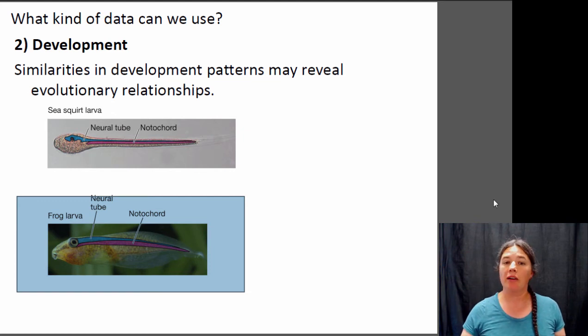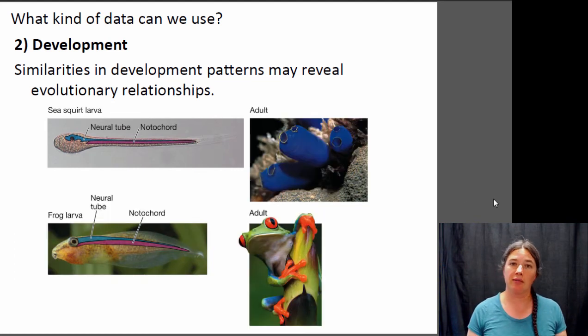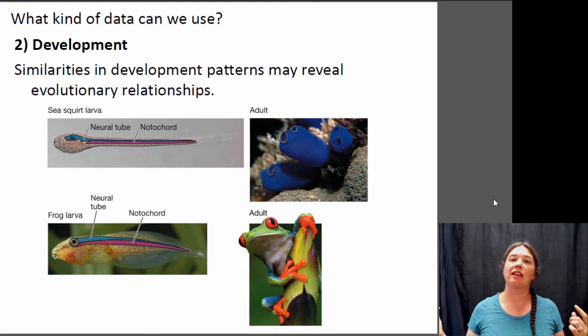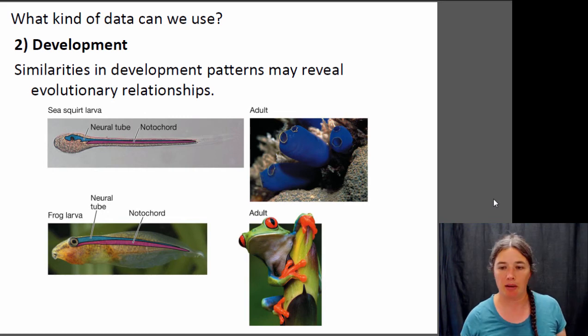But when they're adults, they look like this. A sea squirt's kind of a hollow bag filter feeder that sits on the bottom. It doesn't move, it doesn't have eyes, and it does not look anything like a frog. But the embryonic development reveals that these are actually more closely related than you might think.